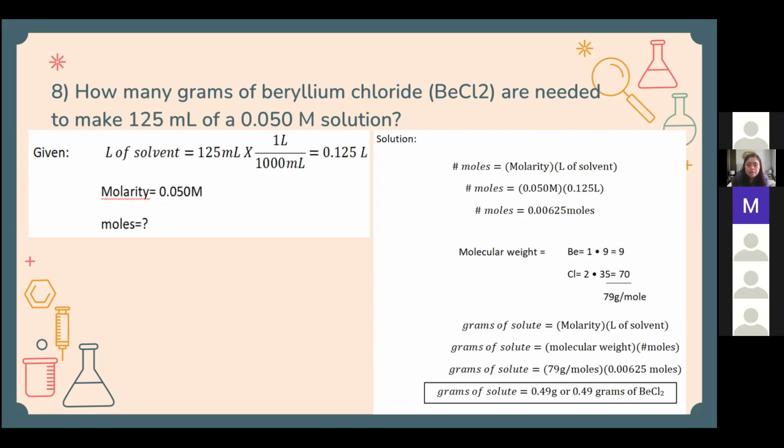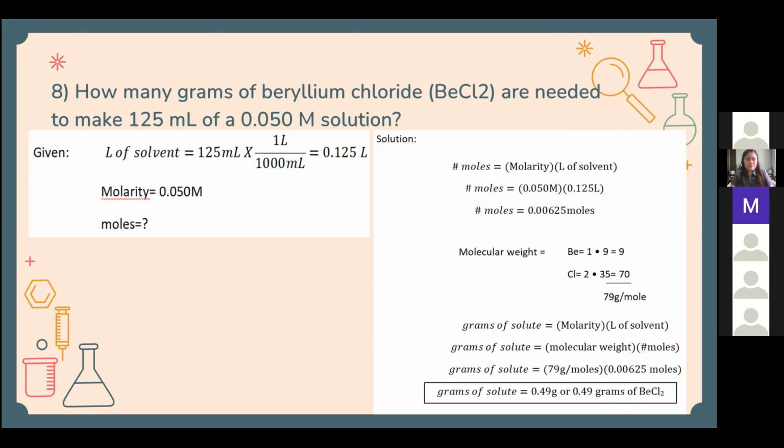And then chlorine, we have 2 chlorine times 35, which equals 70. If we add them, we will get 79 grams per mole. So now we already have the value for the moles and the molecular weight. To solve for grams of solute, that is equal to molecular weight times number of moles.